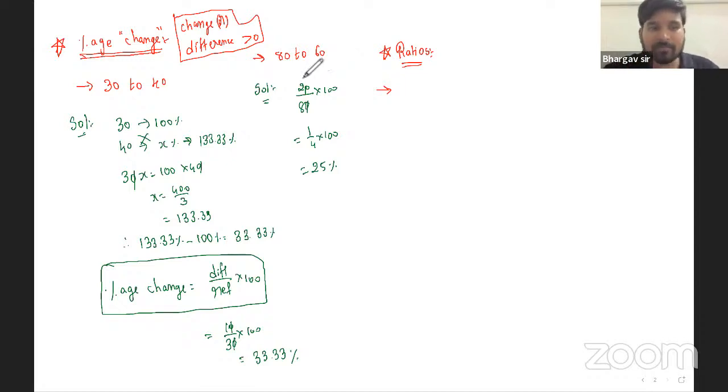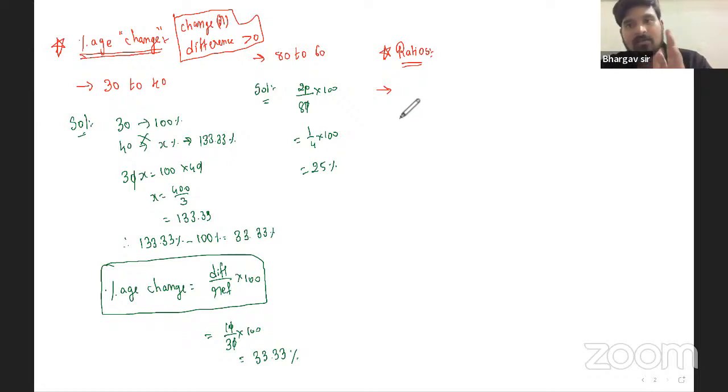Now, why I am bringing ratios into the picture when I am discussing percentages is that these two are siblings. There is no difference between the two of them. It's almost the same. Percentage is used to compare. Even ratio is also used to compare. Okay. Now, we all know what a ratio is.